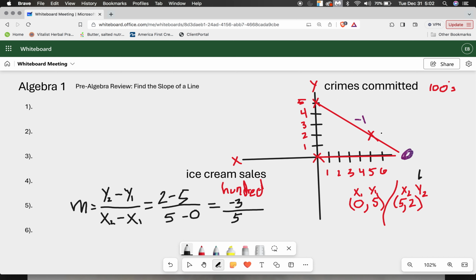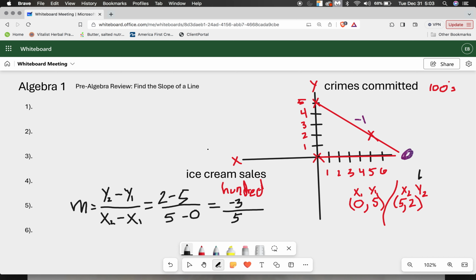And we already knew it was a negative slope because it was going downhill. And then 3/5 just shows us how related these two things are. If we had something that was a 1-to-1 relationship, that would mean that for every 100 ice cream sales, crimes, in this case, went up 100. That would be a 1-to-1 relationship. If we had something that was less related, the line would be a little shallower. And if we had something that was more related, the line would be quite high. So the actual value of the number tells us how related they are, and the negative or positive tells us which direction our line is going.